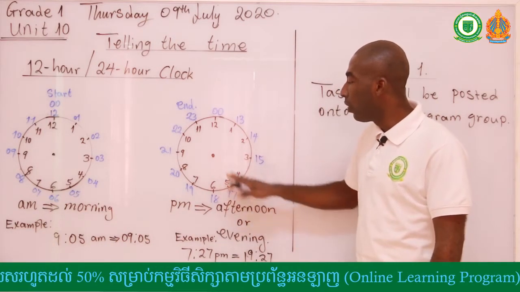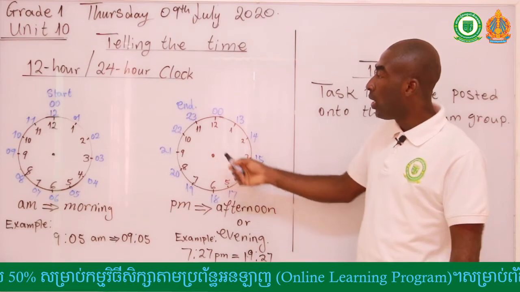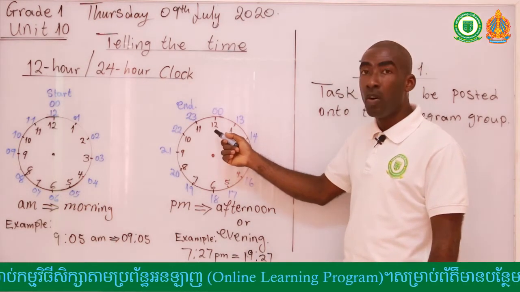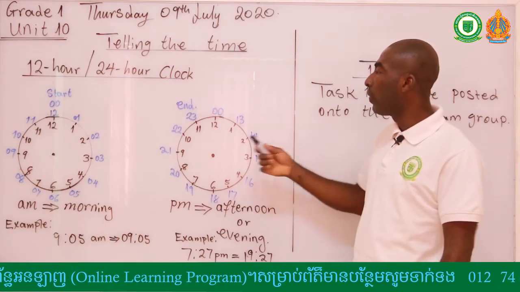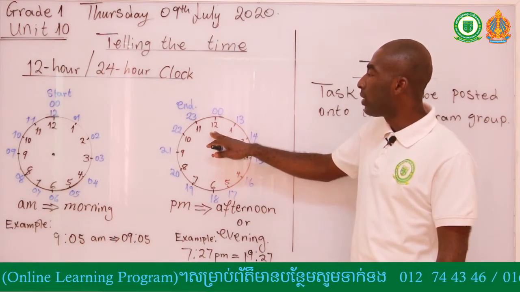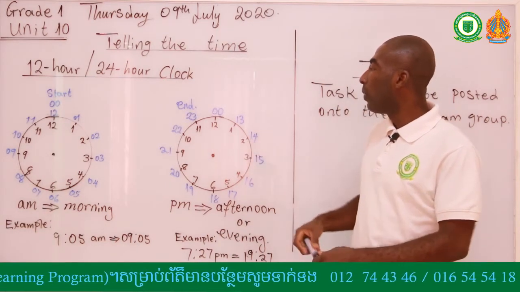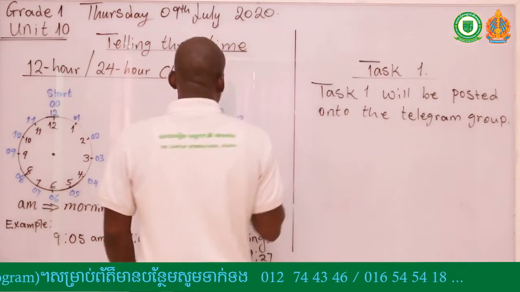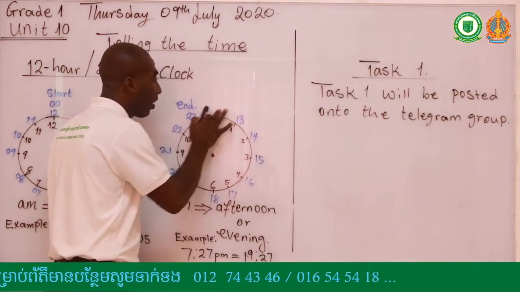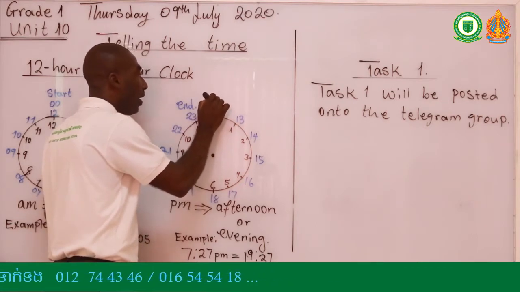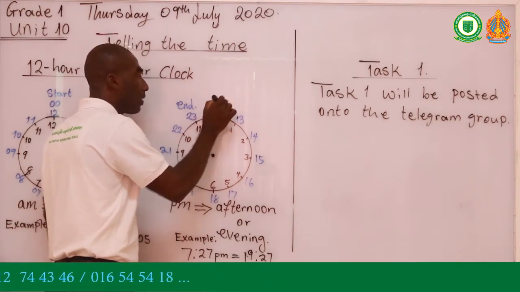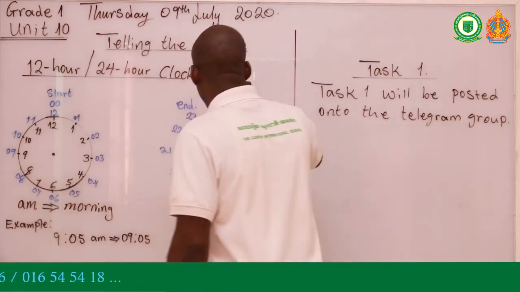In the afternoon or evening clock, when it is 12 o'clock in the afternoon, the 24-hour clock will also register this as 12 o'clock, okay? We'll also register this as 12 o'clock over here.